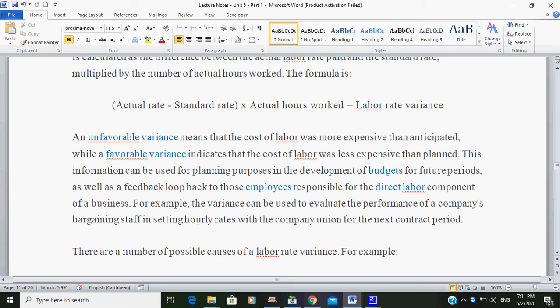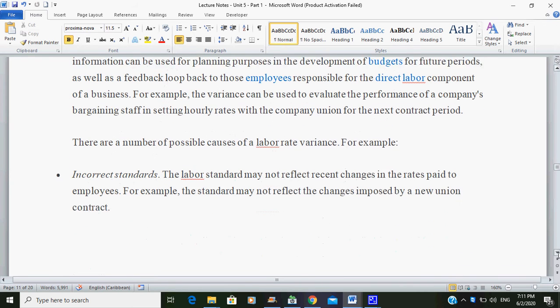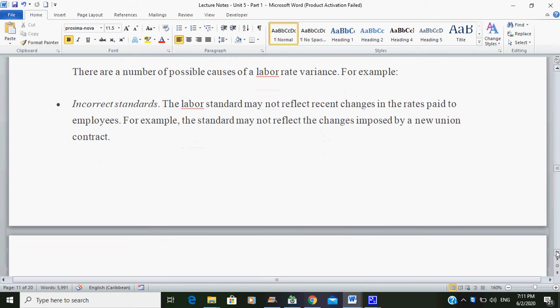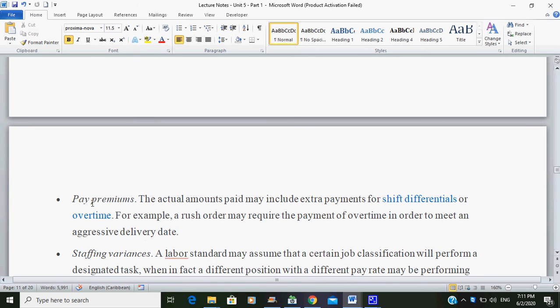For example, incorrect standards. The labor standard may not reflect recent changes in the rates paid to employees. For example, the standard may not reflect the changes imposed by a new union contract. Next is pay premiums. The actual amounts paid may include extra amounts for shift differentials or overtime. For example, a rush order may require the payment of overtime in order to meet an aggressive delivery date.